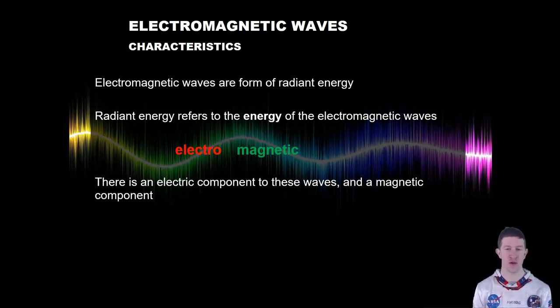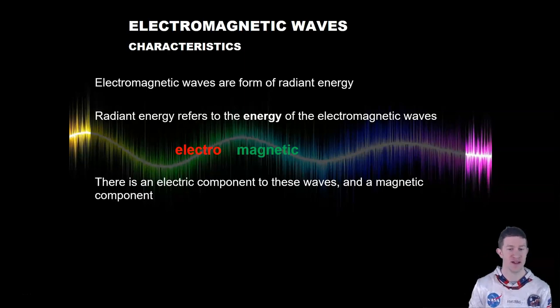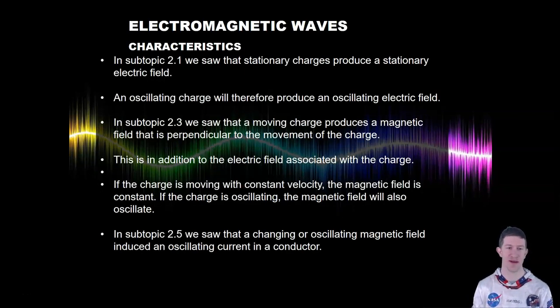In a lot of the course we'll refer to it as the EM wave or the EM spectrum for short, just because electromagnetic is really hard to say. So that's why it's called that. It has an electrical part and a magnetic part. I'm glad you asked. Why does it have these two?